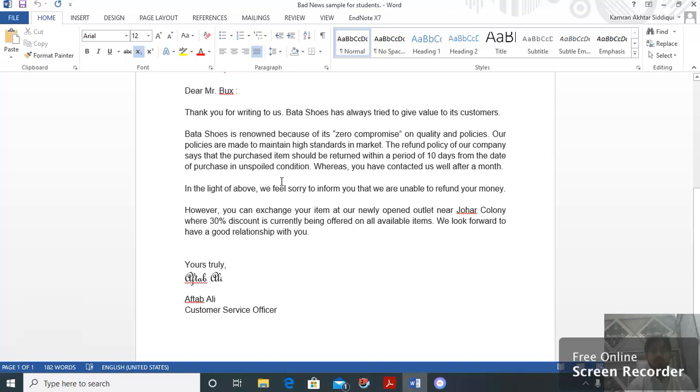And then Bata Shoes is renowned because of its zero compromise on quality and policies. Our policies are made to maintain high standards in market. The refund policy of our company says that the purchased item could be returned within a period of 10 days from the date of purchase in unspoiled condition. So you see they are mentioning policy, whereas you contacted us well after a month. So there is a contradiction, and a gap, as I mentioned.